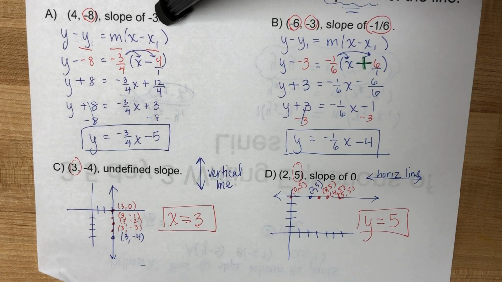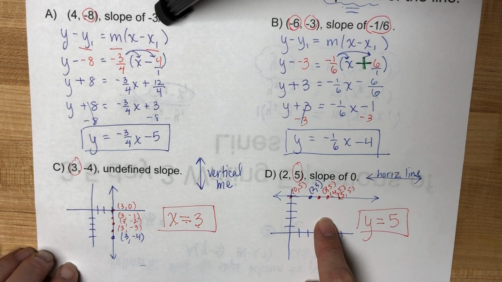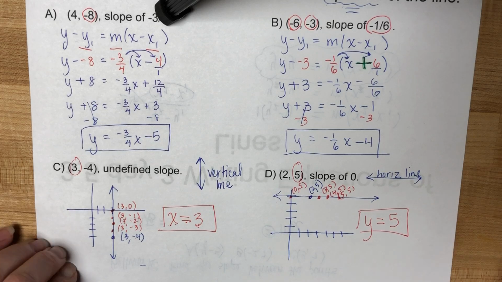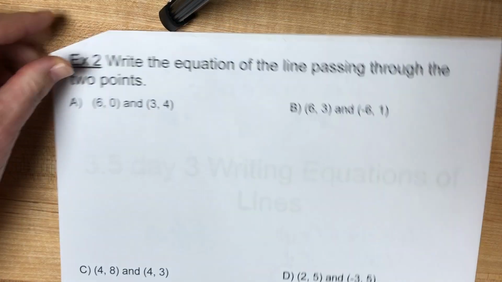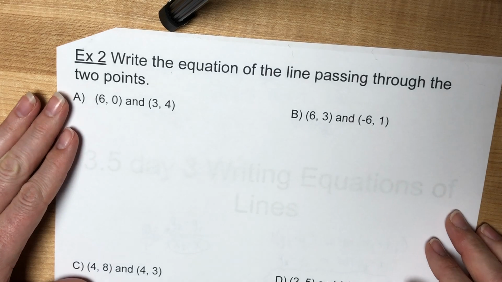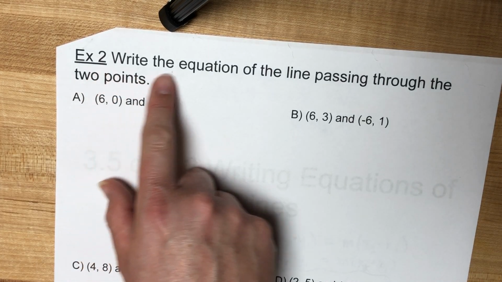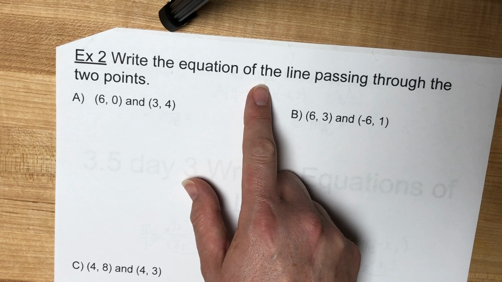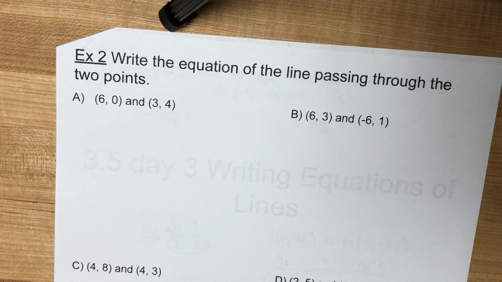Excuse me. All right, so again, this is really essential understanding. When in doubt, draw a picture. It really can help clarify a lot of things. All right, let's try one more type here. Example 2. Write the equation of the line passing through 2 points.